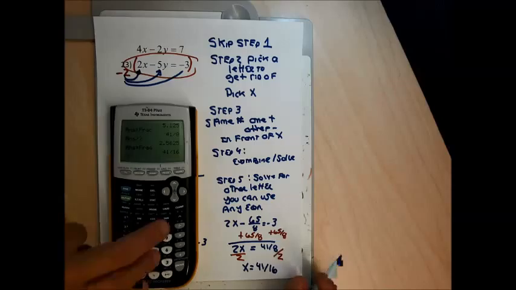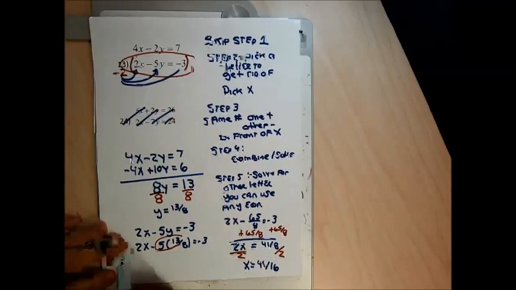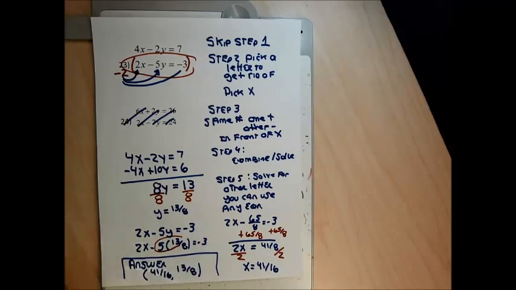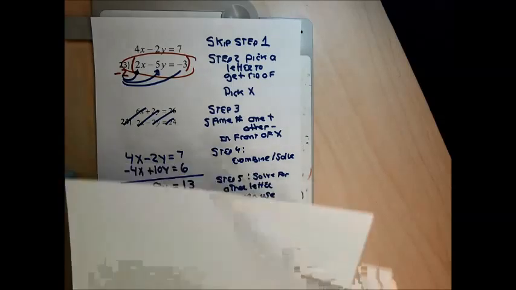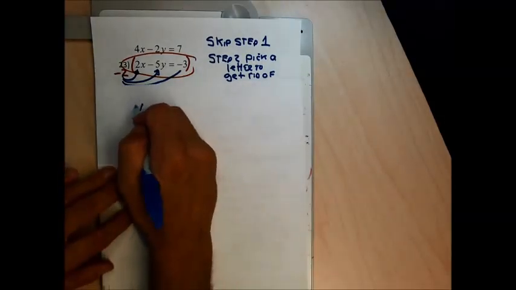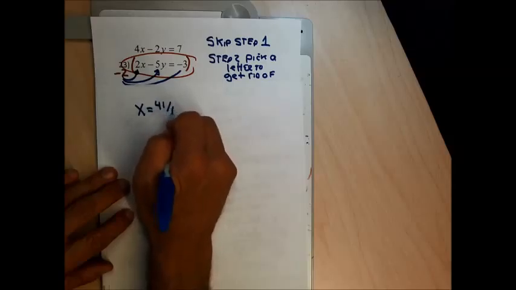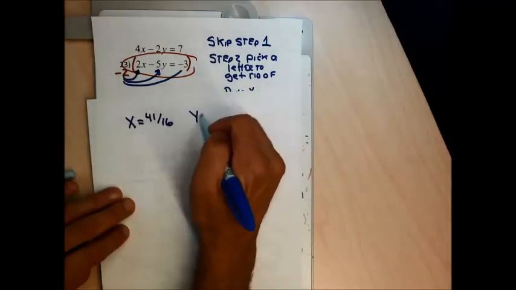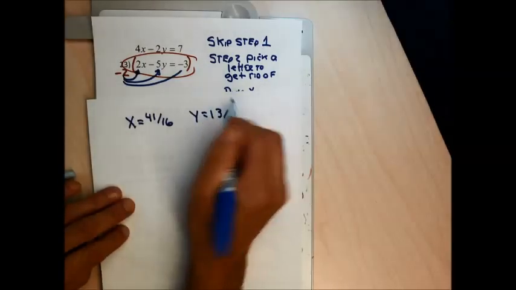I think the answer, and I'm going to check this because I'm not feeling good about this answer. I don't like giving fraction answers. I think the answer is x equals 41 over 16, y equals 13 over 8. It's always optional, but you can check. So I'm going to cover up my work right now and try to check x equal to 41 over 16, y equal to 13 over 8 in both of the original equations.